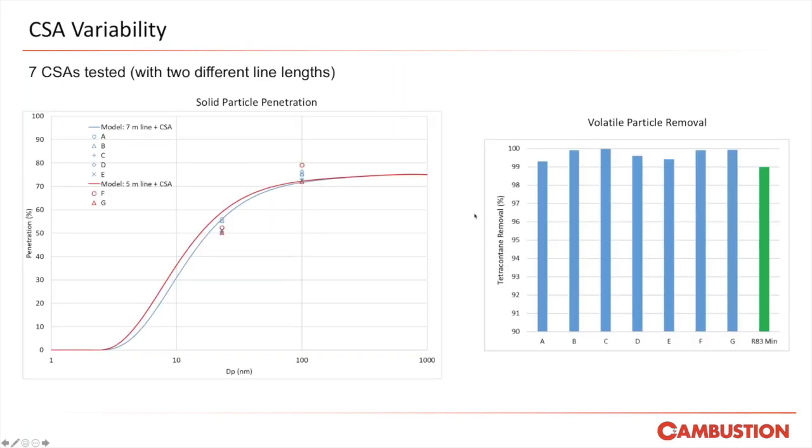So variability in the CSA: this is a time when we had 7 systems back to back in the lab, some with a 7 meter line and some with a 5 meter line. We've got 2 different models here because there are slightly different losses in the 7 meter line than the 5 meter line. We have solid particle losses at 23 and 100 nanometers, and you can see they're all pretty consistent. In terms of volatile particle removal, we have the R83 minimum on the right-hand side in green, and all these systems exceed that by some degree.